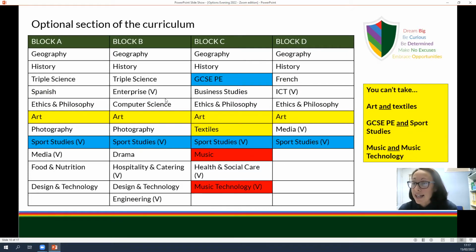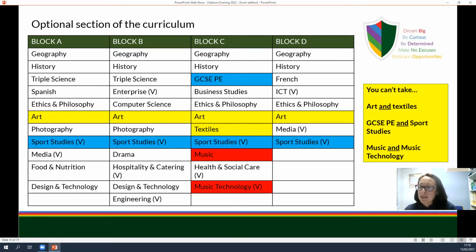So that counts for us with GCSE PE and sports studies. The courses are too similar and you'd be doing the same thing twice. So you can't take GCSE PE and sports studies. So in this block, it wouldn't matter anyway. You can't take them both, but you can't take sports studies in block A and GCSE PE in block C because they're too similar. And I've tried to stop this happening this year, but in case you had a query of why a student can't take music GCSE and music technology, that is again because the QAN codes are too similar and they're not allowed to take both of them.